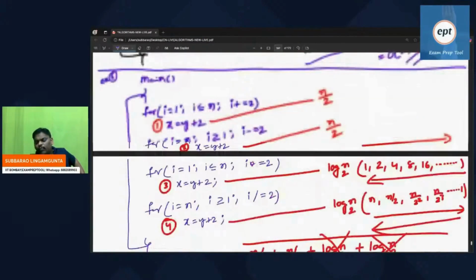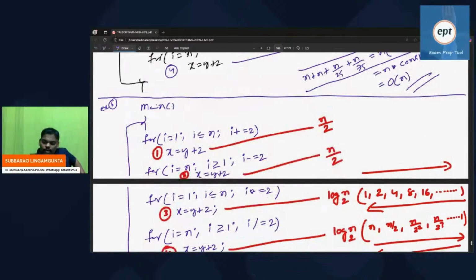If you want, you can try the proof also. If you try this one, you will get the proof also. See this one, a geometric series, right? 1, 2, 4, 8. I think one GP series is going on. You solve it, you will get the same answer, log n. Here also one GP series is going on. You solve this, you will get log n. Here also you will get one AP series. Here you always subtract 2, so one AP series will come. First one 1, next one 3, next one 5, next one 7, next one 9. One AP series is going on. You solve it, you will get the same answer, n by 2.